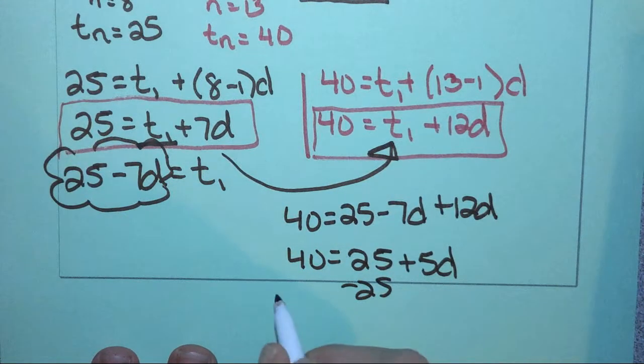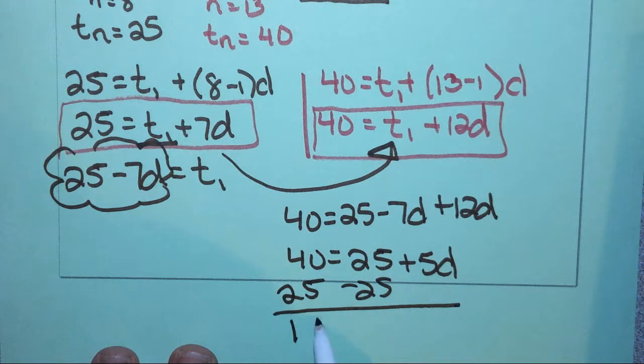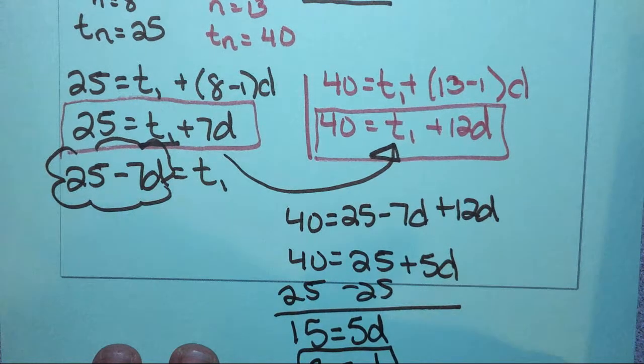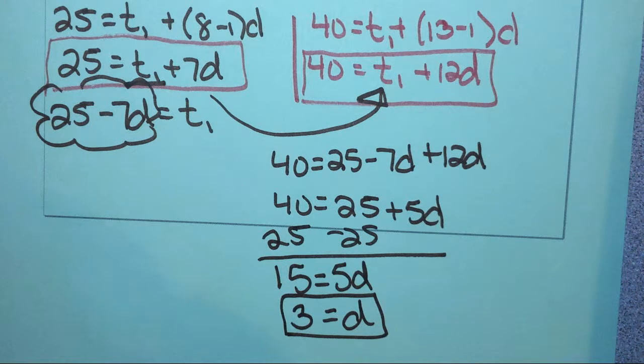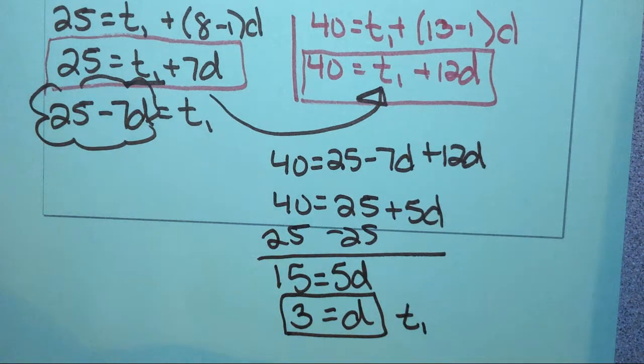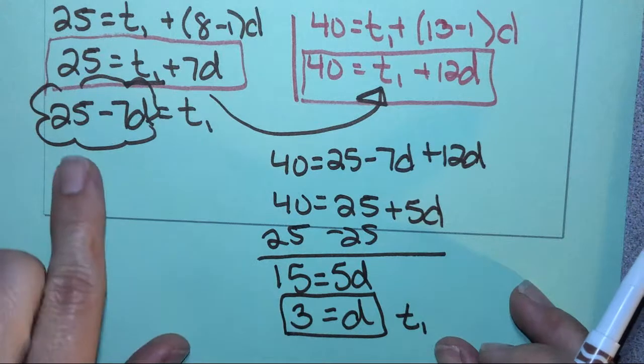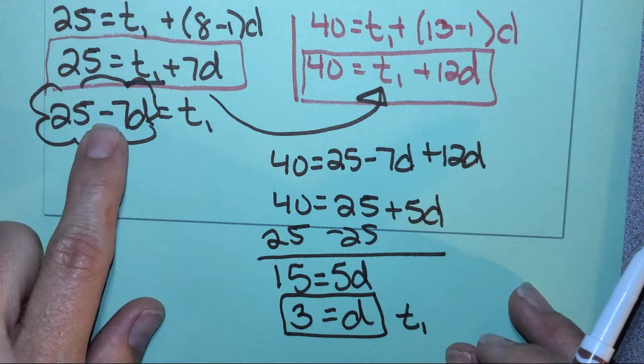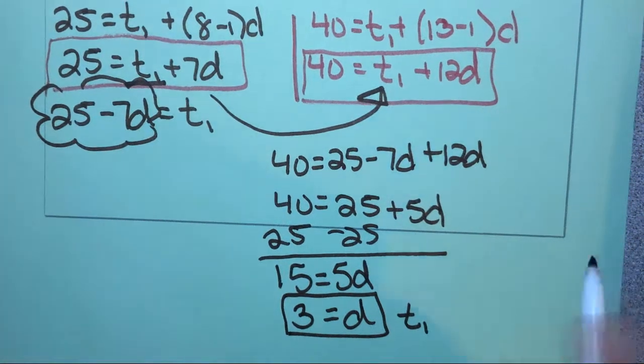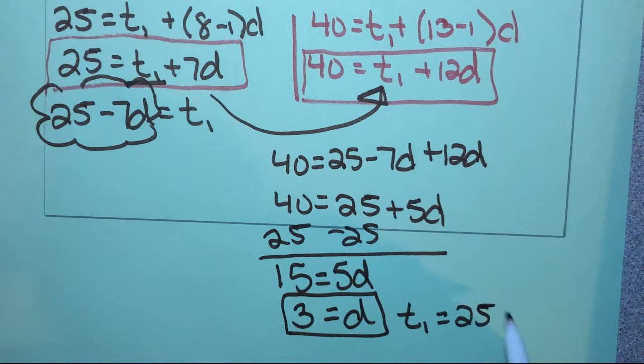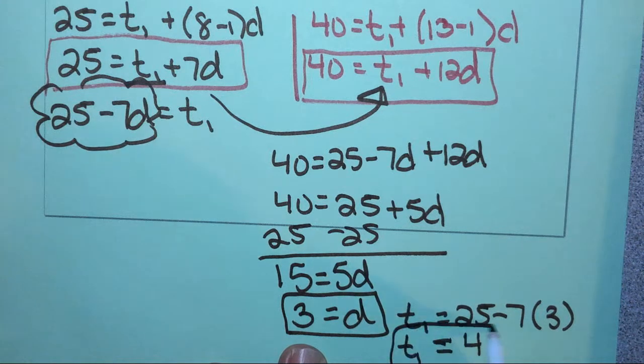I'm going to subtract 25 from both sides and get 15 equals 5d, and find out that my common difference is going to be 3. So now that I have my common difference, I just need to find my first term. Well, that's real easy because I have an equation right here. It says 25 minus 7 times d will give me my first term. So 25 minus 7 times my d is 3. 7 times 3 is 21. 25 take away 21 is 4. So my first term is 4.